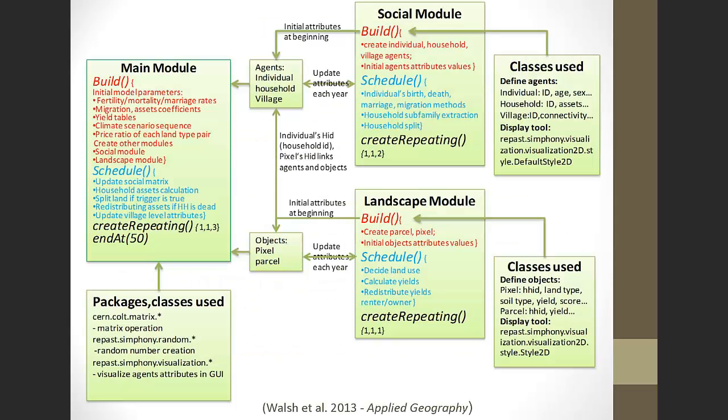So the general layout of the model is to look at this main module and the kinds of things that we're interested in. We're interested in things about fertility, mortality, marriage rates, migration, asset coefficients, yield tables. We're interested in issues of household splitting through marriage. We're interested in how land parcels are shared through inheritances. We're interested in how we have demographic change within the household, so we track births and deaths and marriages.